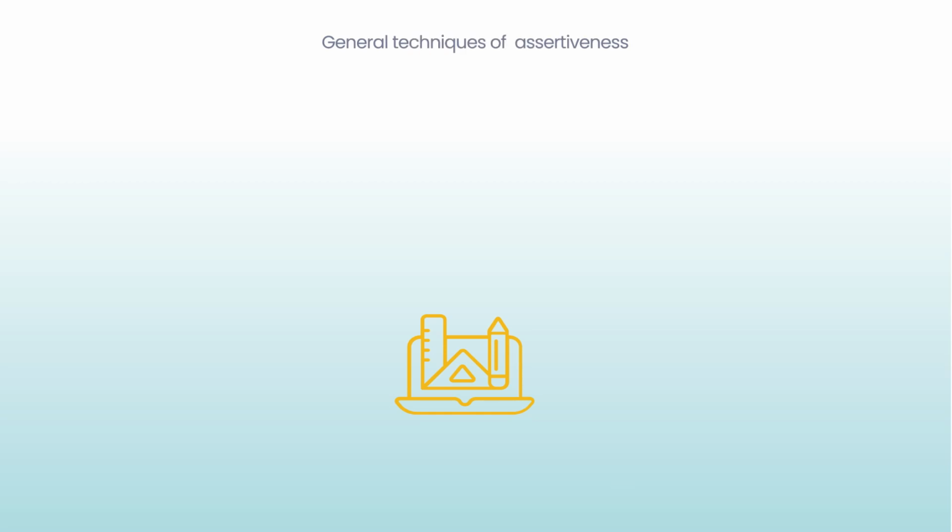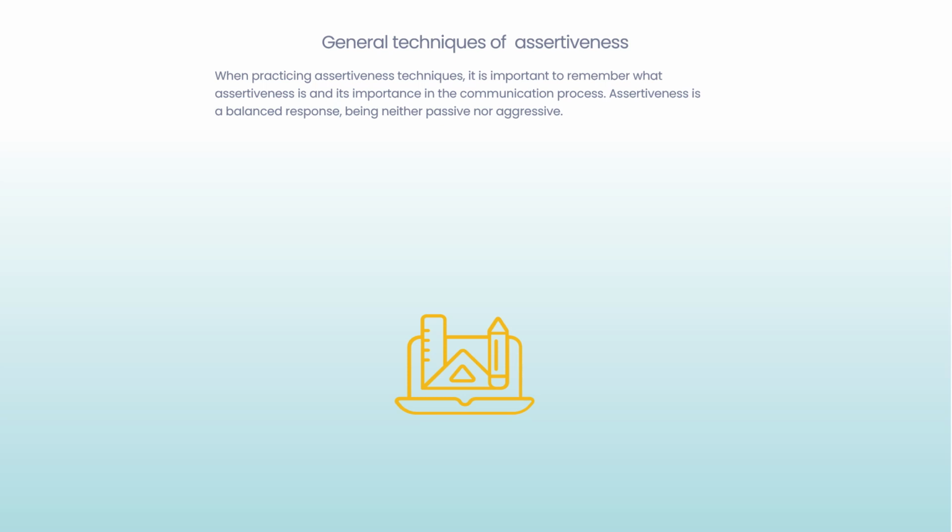General techniques of assertiveness. When practicing assertiveness techniques, it is important to remember what assertiveness is and its importance in the communication process. Assertiveness is a balanced response, being neither passive nor aggressive. These are some techniques. Fogging. What is fogging? Fogging is to receive what is coming from others and to know how to hold them.